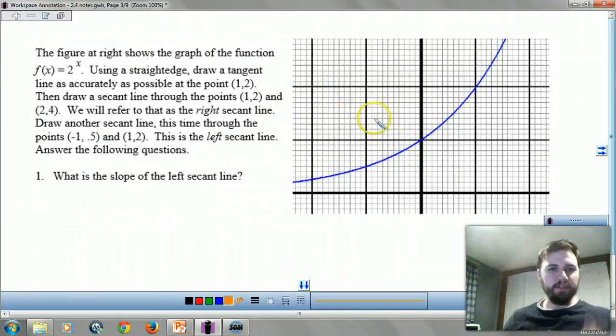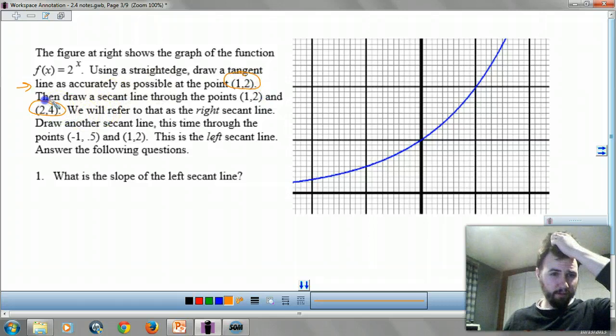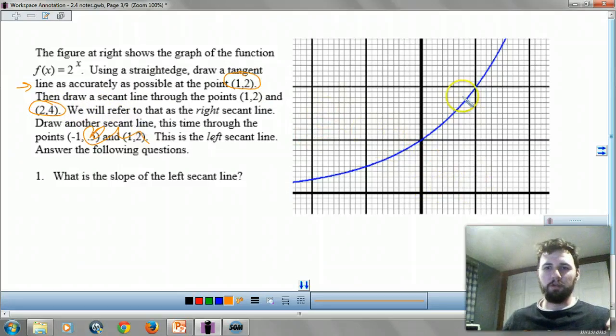What they're looking for is the secant line. Accurately draw the points 1, 2 and 2, 4. Don't worry about the other ones. We're just going to make this one and draw a secant line. So you go over 1 up 2. And then we go over 2 up 4. And you draw a line in between them. That's your secant line that goes in between those 2 points.